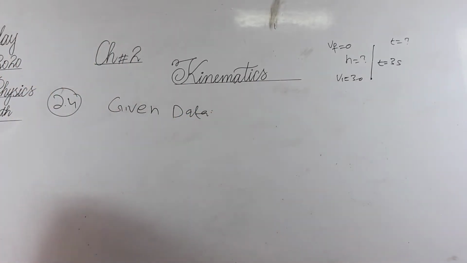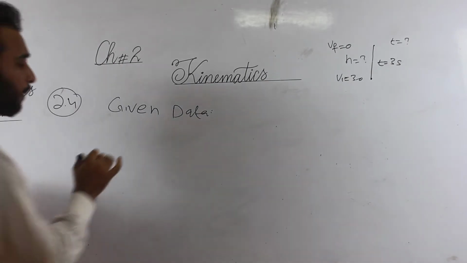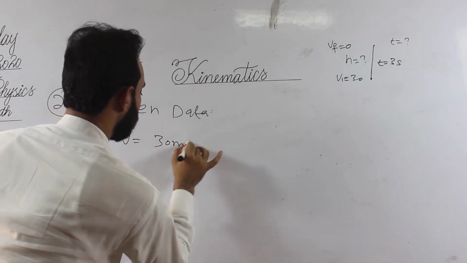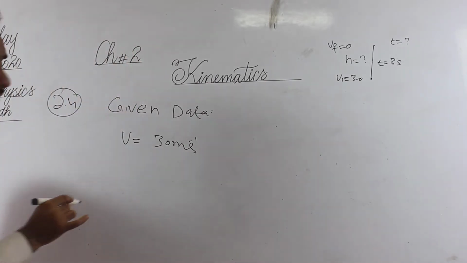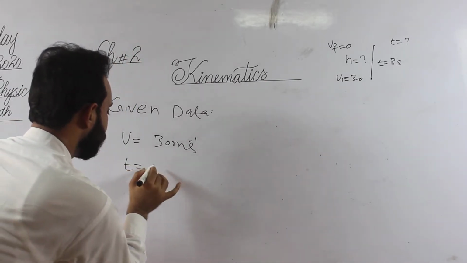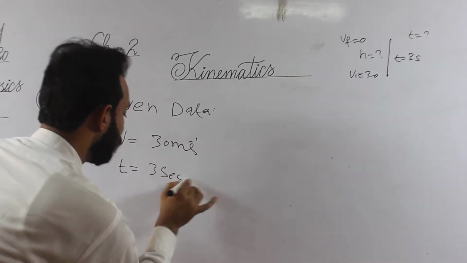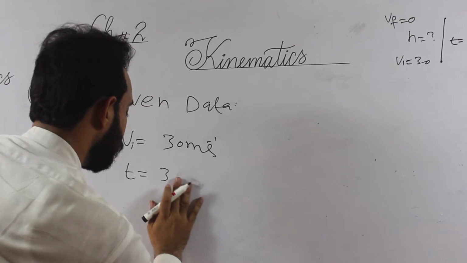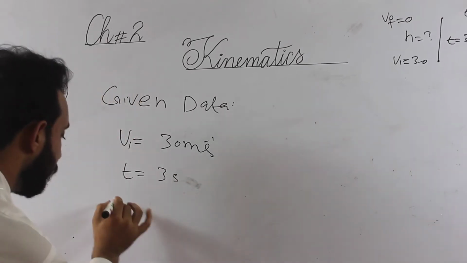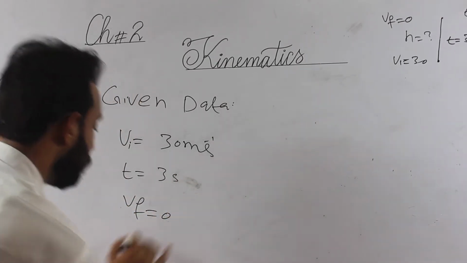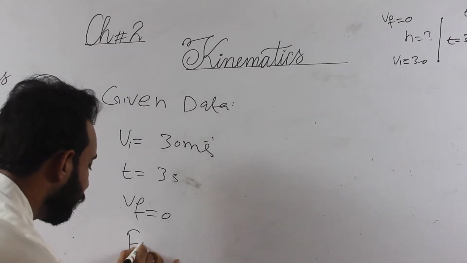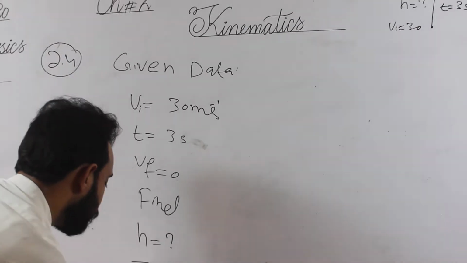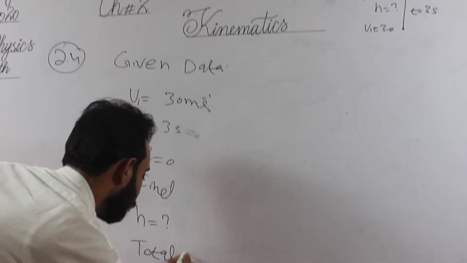The given data: a tennis ball is hit vertically. Here velocity is 30 meters per second. The second thing is time, and that is 3 seconds. That is, we have initial velocity 30 and final velocity is 0. We have to find two things: one is height and the second is total time.